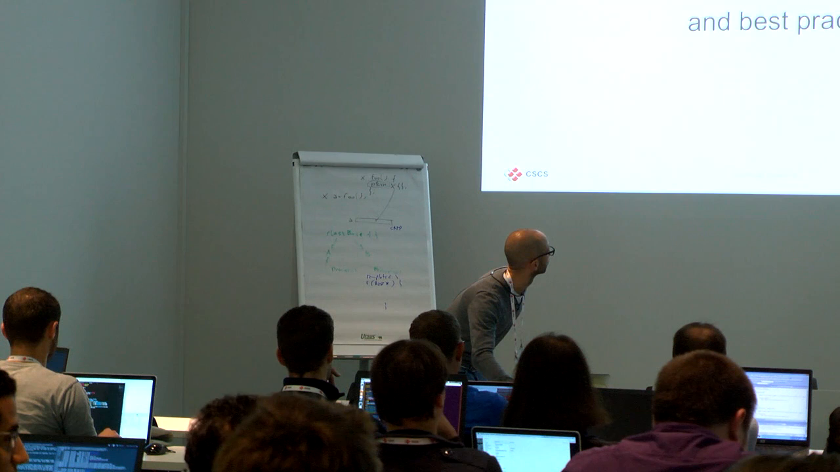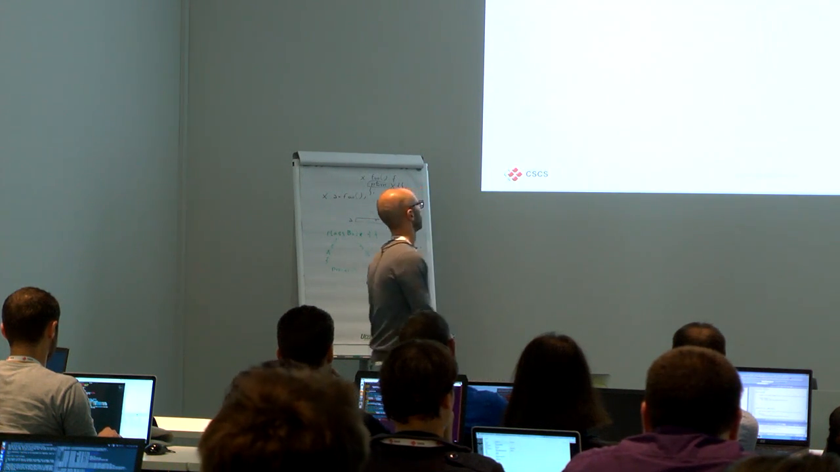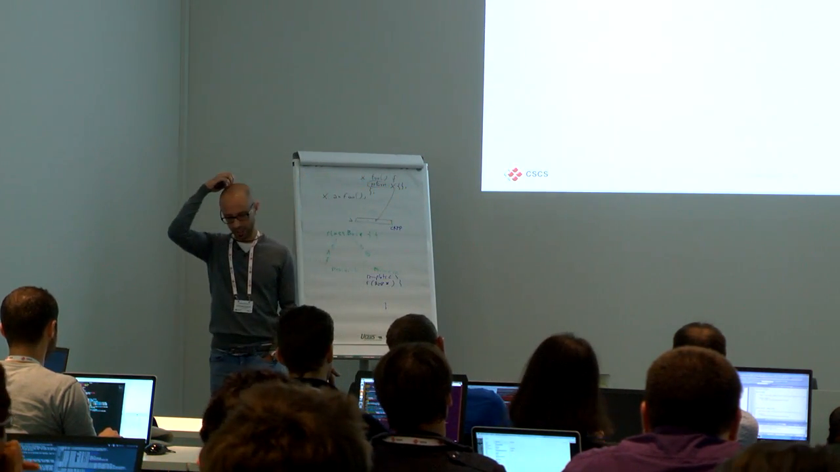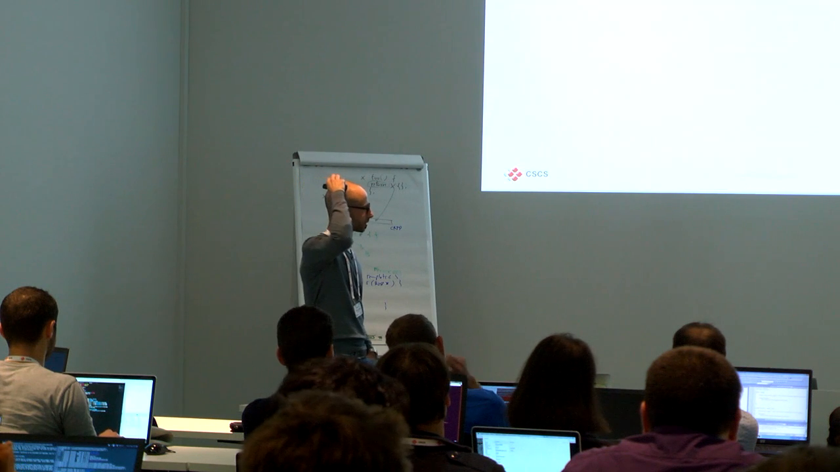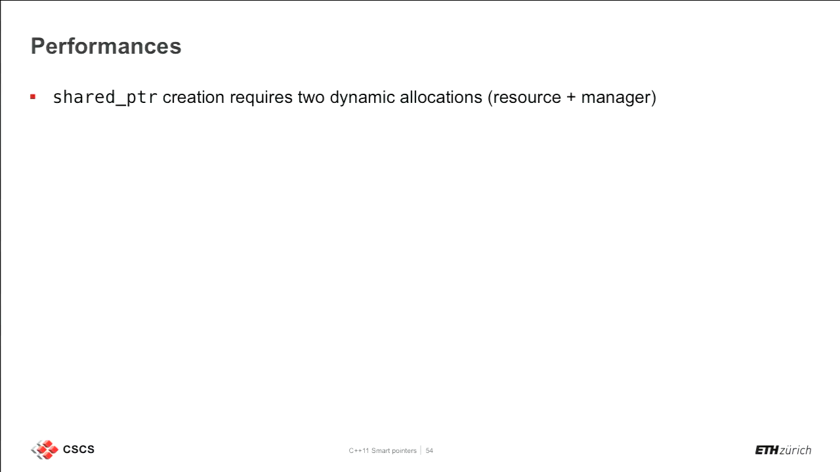Okay, so now I have a list, more or less, of performance-related considerations and best practices for this kind of object. The first one is about the shared pointer creation. As I told you, when you create a shared pointer, you are basically creating two objects, because you have the managed resource, which is the memory allocated on the heap, and you have the resource manager, which is also allocated on the heap.